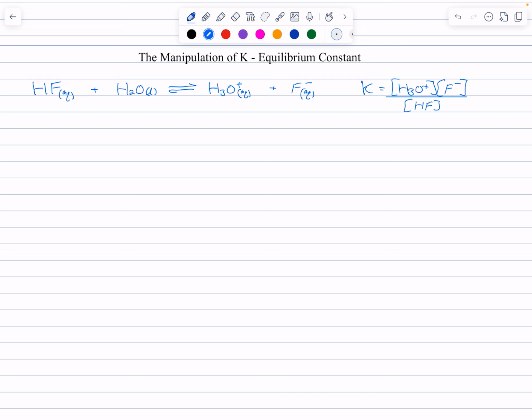Now, a little note here. Solids and liquids are omitted from the equilibrium constant expression. They are omitted because their concentrations do not change measurably, if that makes sense.